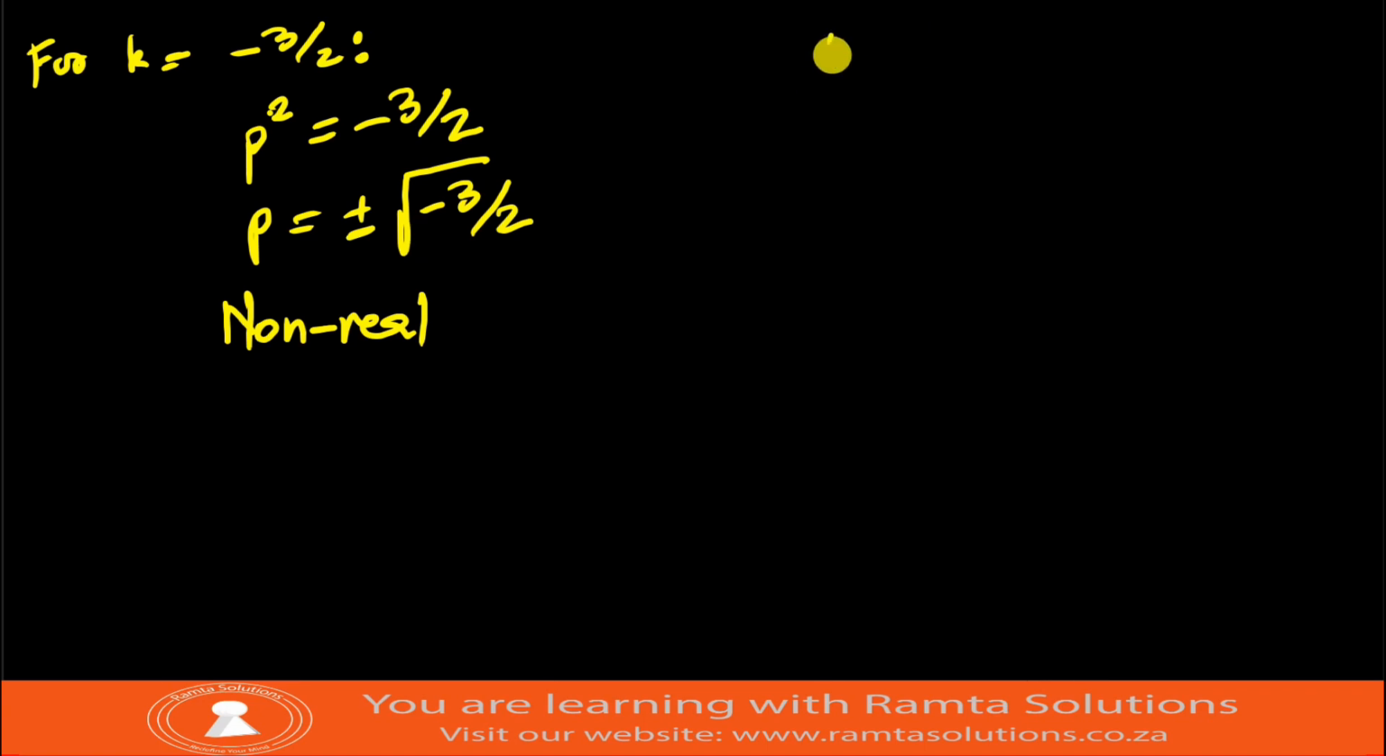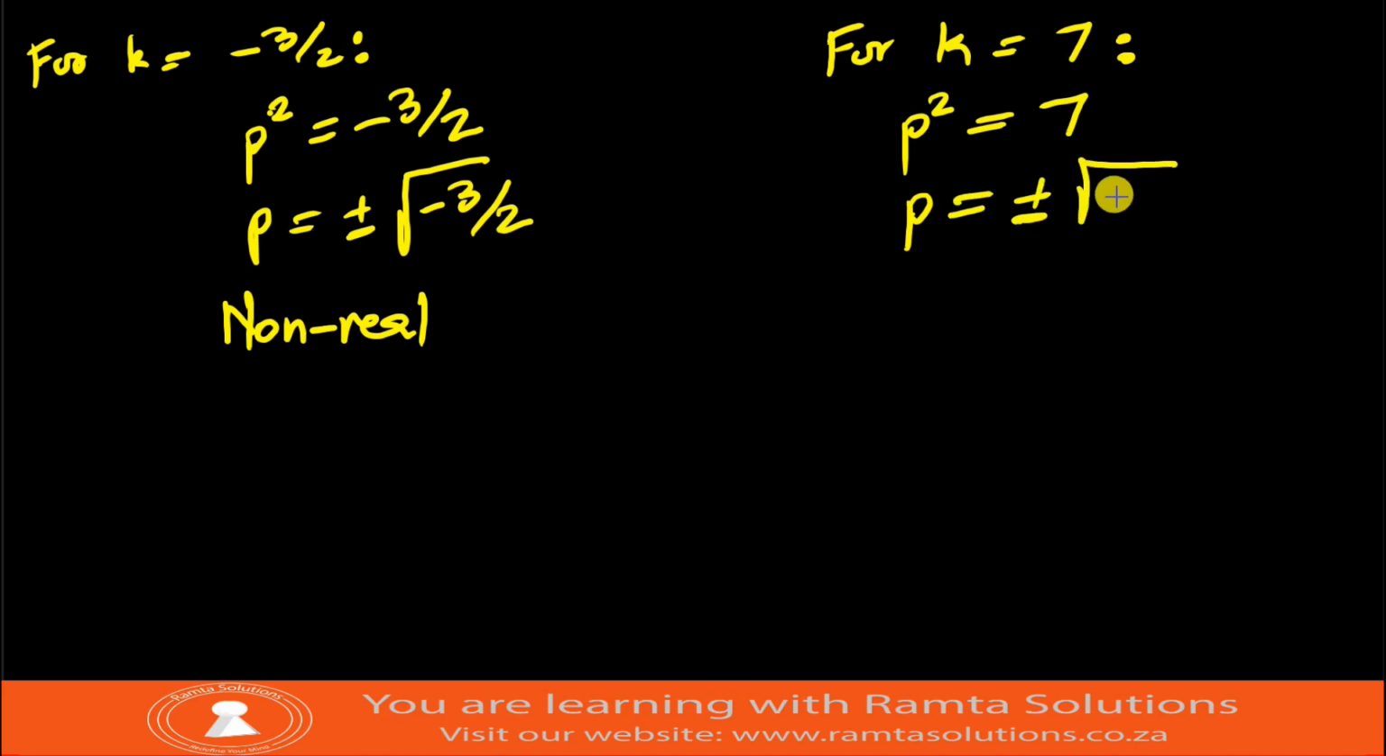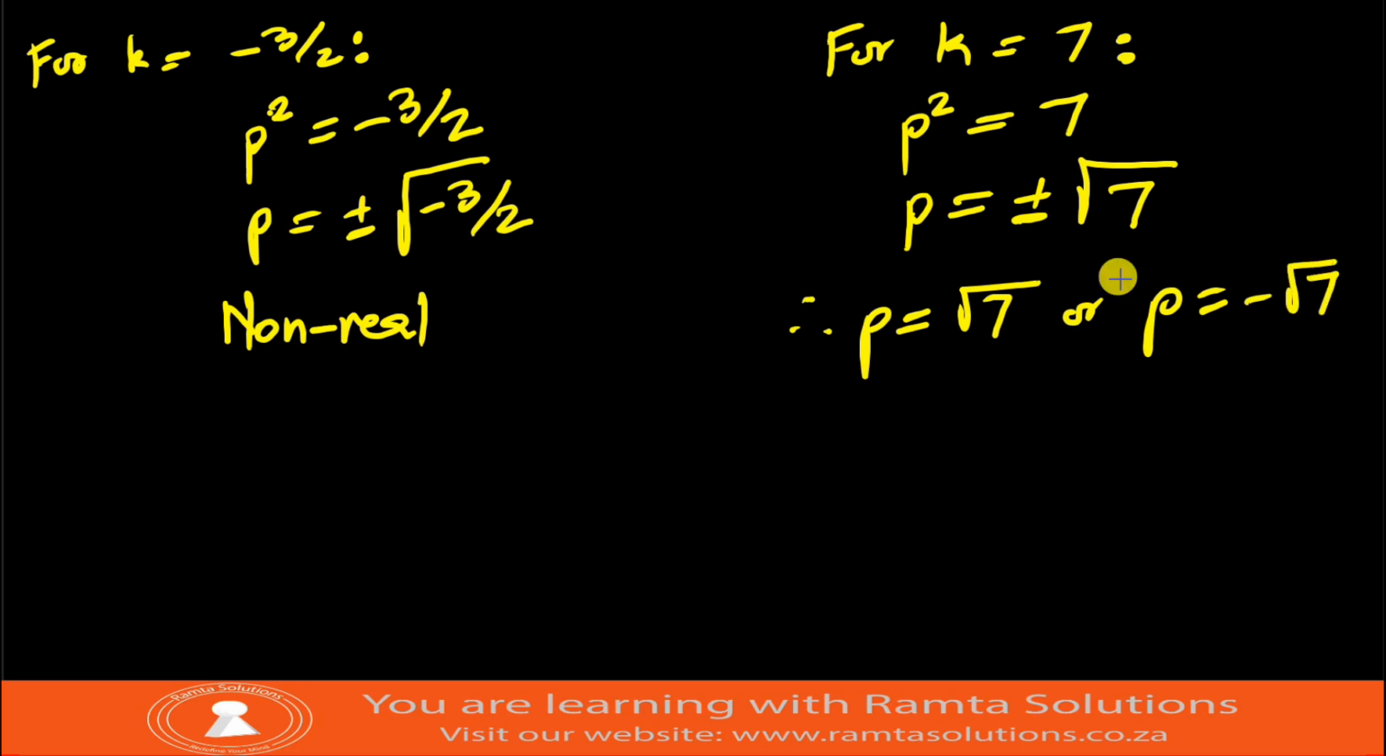Now, I will look at k equals positive 7. We had said p squared is equal to k. What is k? k is 7. So this means p equals plus minus the square root of 7. Therefore, p equals positive square root of 7, or p equals negative square root of 7, right? And these are your answers.